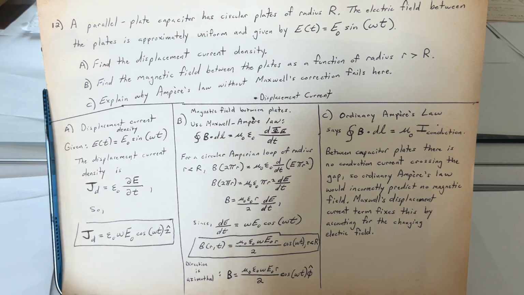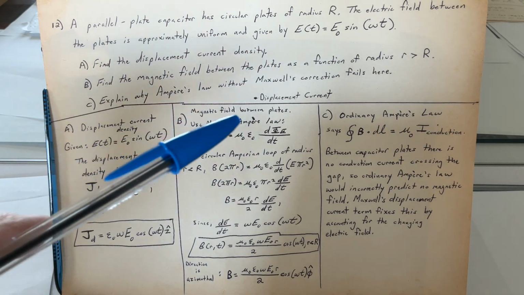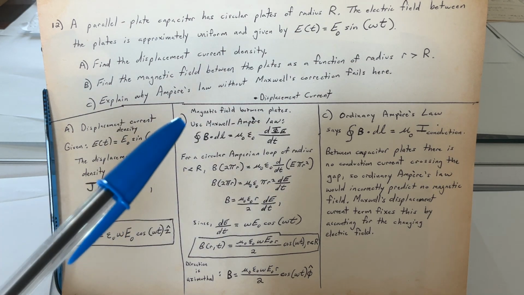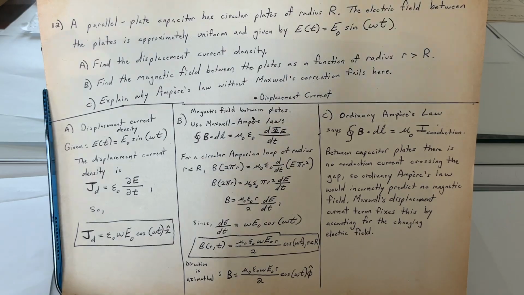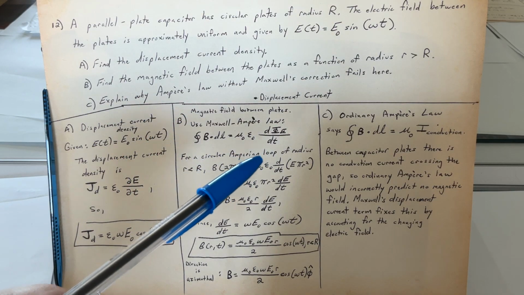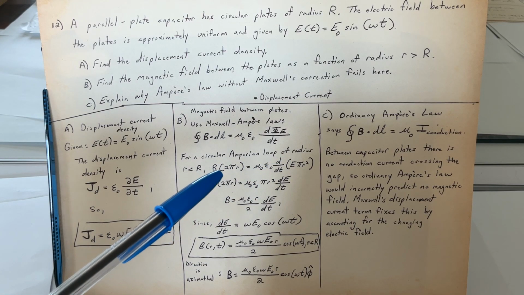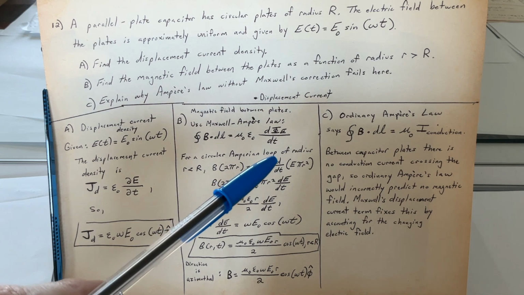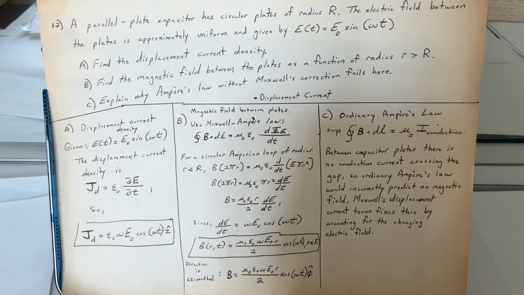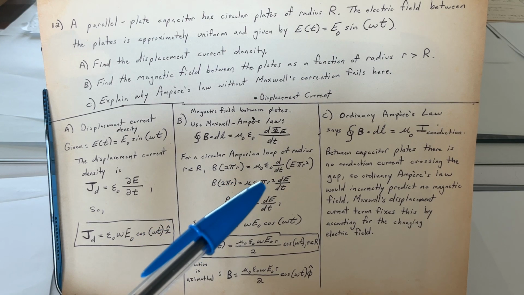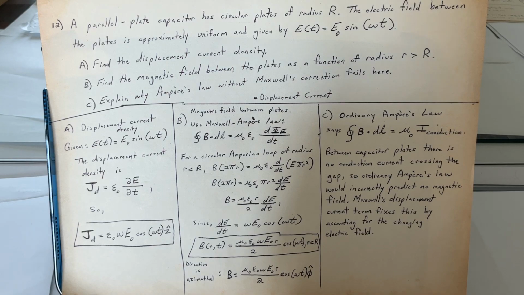Part B, find the magnetic field between the plates as a function of the radius, lowercase r less than capital R. We're going to use the Maxwell-Ampere law. For a circular Amperian loop of radius r less than R, we take B times 2 pi r, and this is equal to mu naught epsilon naught d dt of E pi r squared. So B of 2 pi r is mu naught epsilon naught pi r squared dE dt.